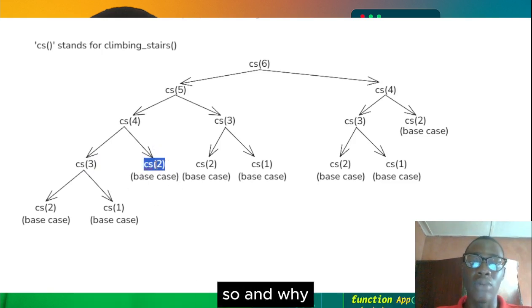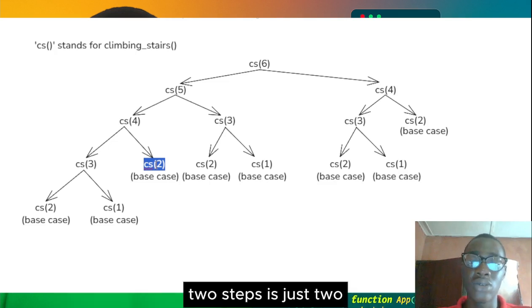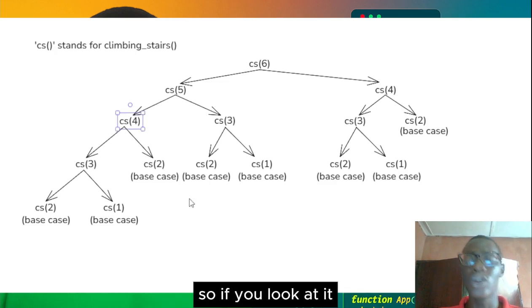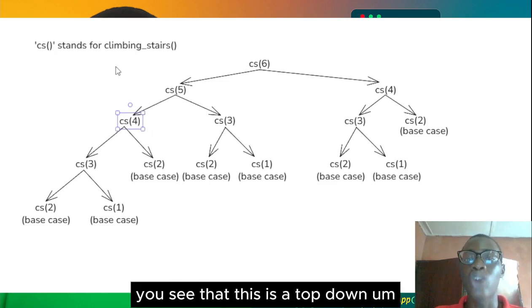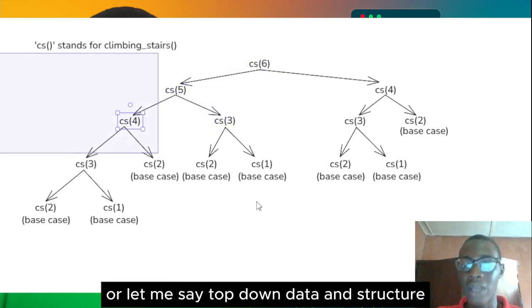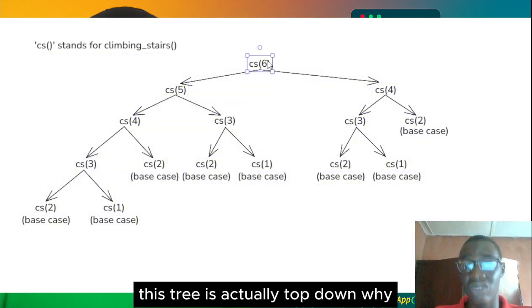So, we know very well that the number of ways to climb the staircase of 3 steps is just 3, so CS4 is going to give us 5. If you look at it, you see that this is a top-down recursion, or let me say top-down data structure. So the structure to navigate these is actually top down.